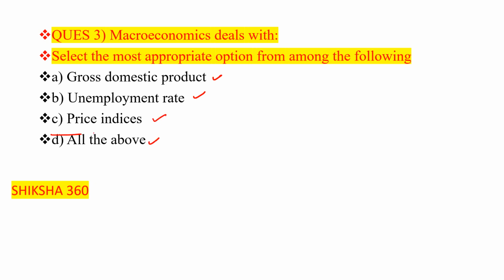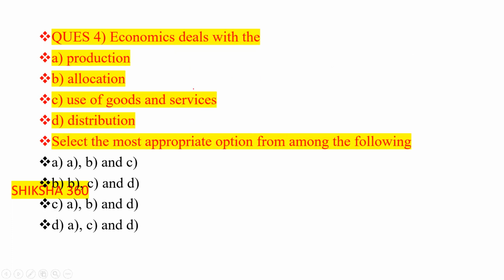So option number D is the correct answer. That is all the above. Macroeconomics deals with all these things: gross domestic product, unemployment rate, price indices. So option number D is the correct answer, all of the above. Now move to the next question.